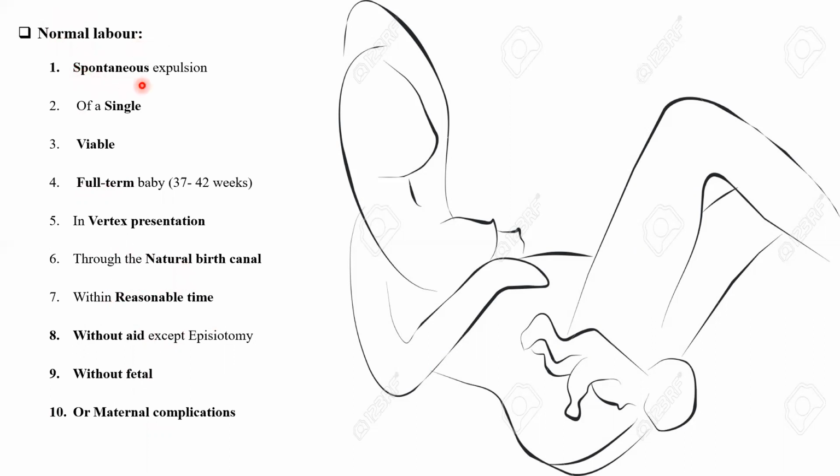So if the labor was induced, it is not normal. If it is twins or more, it's not normal. If the baby is IUFD, even if delivered vaginally, it cannot be considered normal labor. Preterm or post-term babies are not considered normal labor. Any presentation other than the vertex is not normal labor. Of course, if delivered by cesarean section it is not normal, and if it is precipitate labor or prolonged labor, so the time is prolonged or the time is rapid, it is not a normal labor.